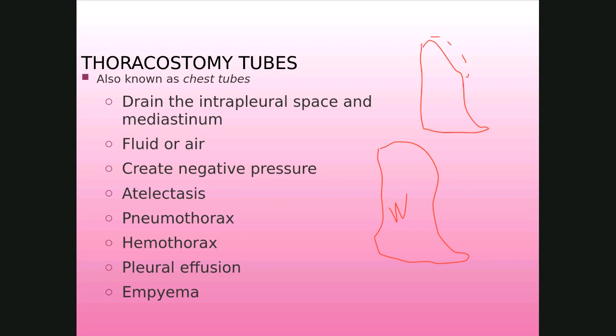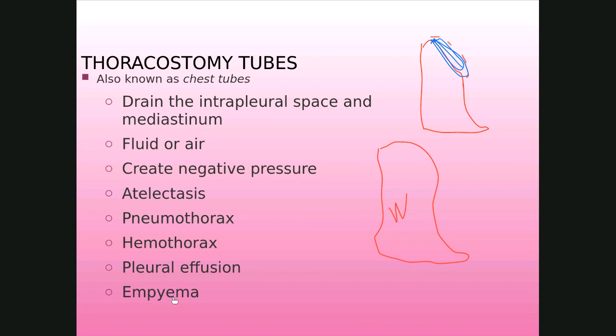This part in here has collapsed. Let me get my little pointer. So if this part in here has collapsed, that means that portion of the lung is no longer inflated. It's collapsed. The patient is suffering from atelectasis, which is a collapsed lung. Now, what fills in that space determines whether they have a pneumothorax, a hemothorax, pleural effusion, or empyema.